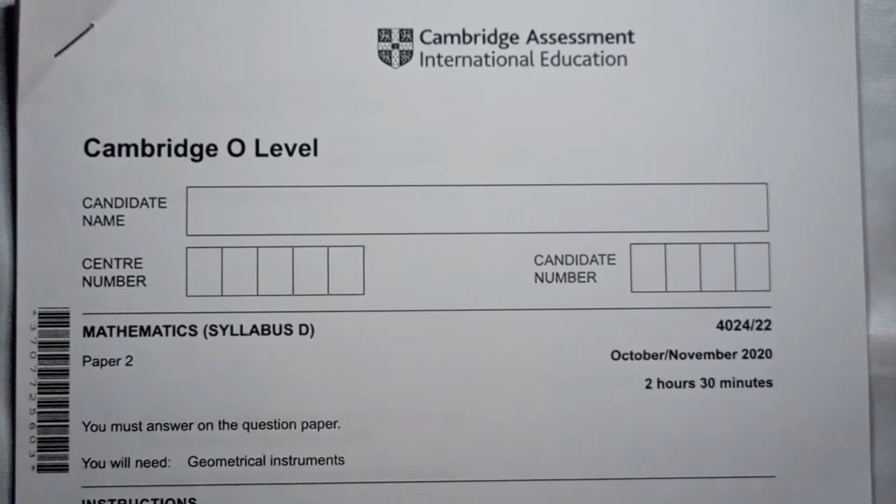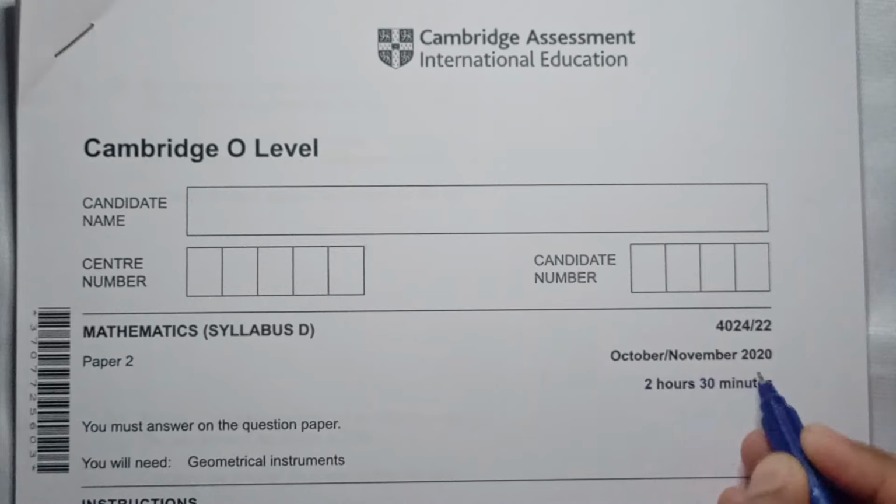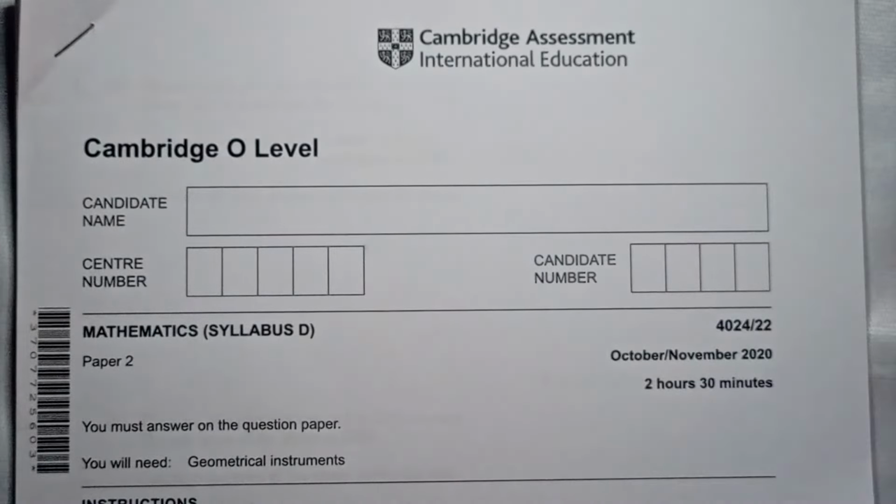Hello everyone, today we are going to solve O-Levels paper 2 in a session October-November 2020, paper 2-2. So let's begin with the first question.